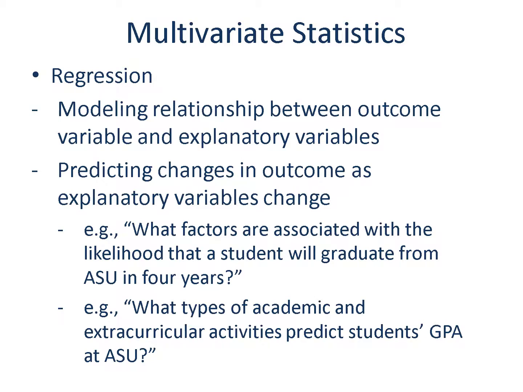What factors are associated with the likelihood that a student will graduate from ASU in 4 years? Basically, this question is looking at the changes in graduation outcomes as a combination of various factors change. The second example is what type of academic and extracurricular activities predict students' GPA at ASU? Again, in this question, the researcher tries to analyze the relationship between students' GPA and various academic and extracurricular activities altogether.